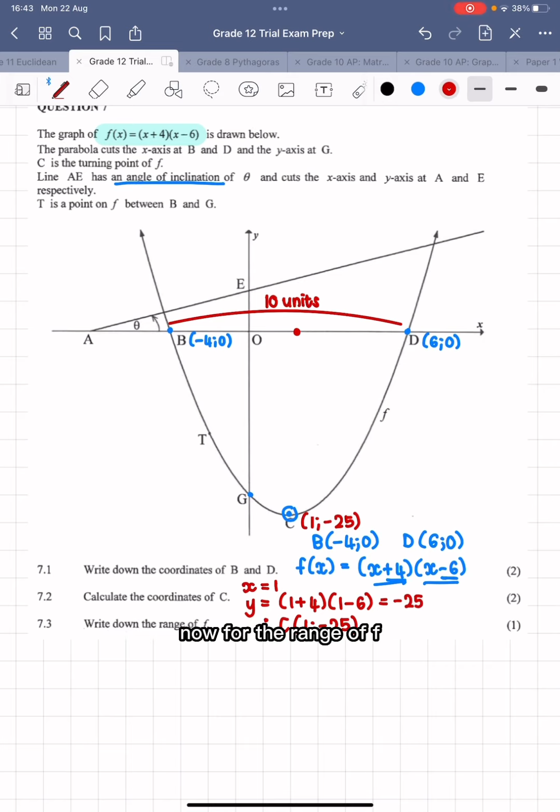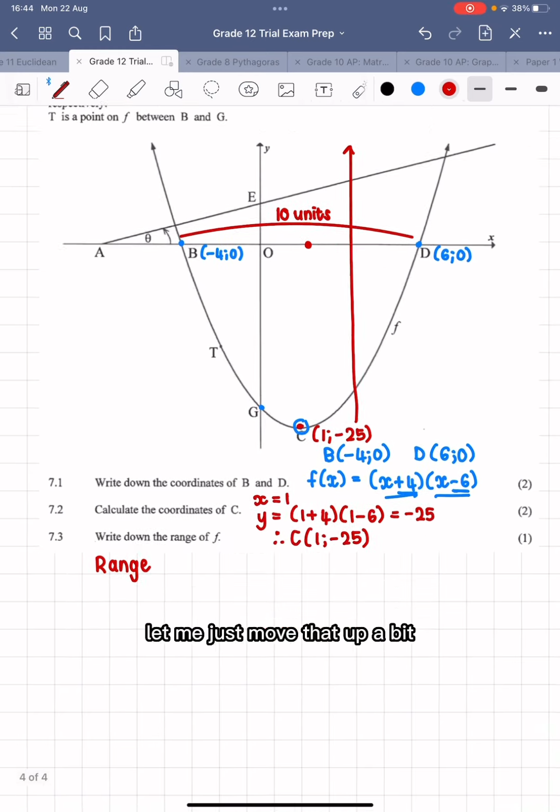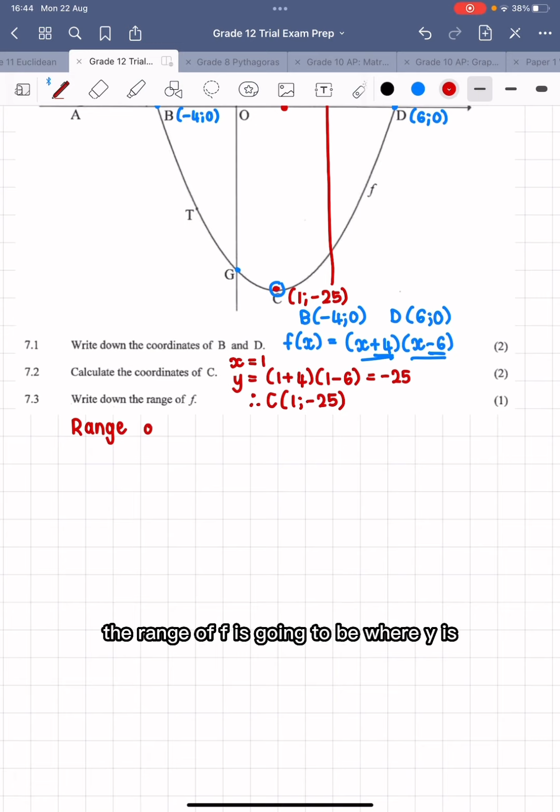Now for the range of f, we know that the range is the set of all y values. So these are going to be all y values greater than but also equal to -25. So the range of f is going to be where y is greater than or equal to -25.